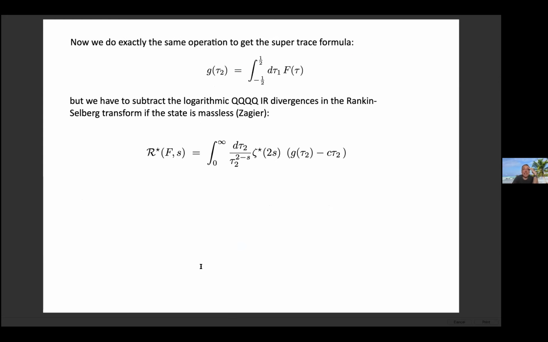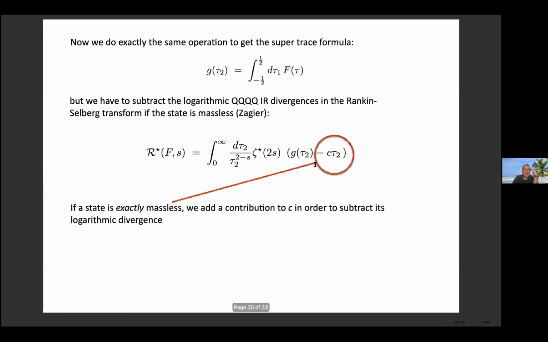Right, so now we do the same operation. So I do get my Rankin-Selberg transform, which is that. I then come across a little bit of a problem because it's logarithmically divergent. So you see that this g here will have a term in it which goes like linear in tau 2. And so when s goes to 1, so I want to do my Rankin-Selberg transform, I take s to 1. This turns into something which is a logarithmic divergence. And so I have to cancel off that thing.